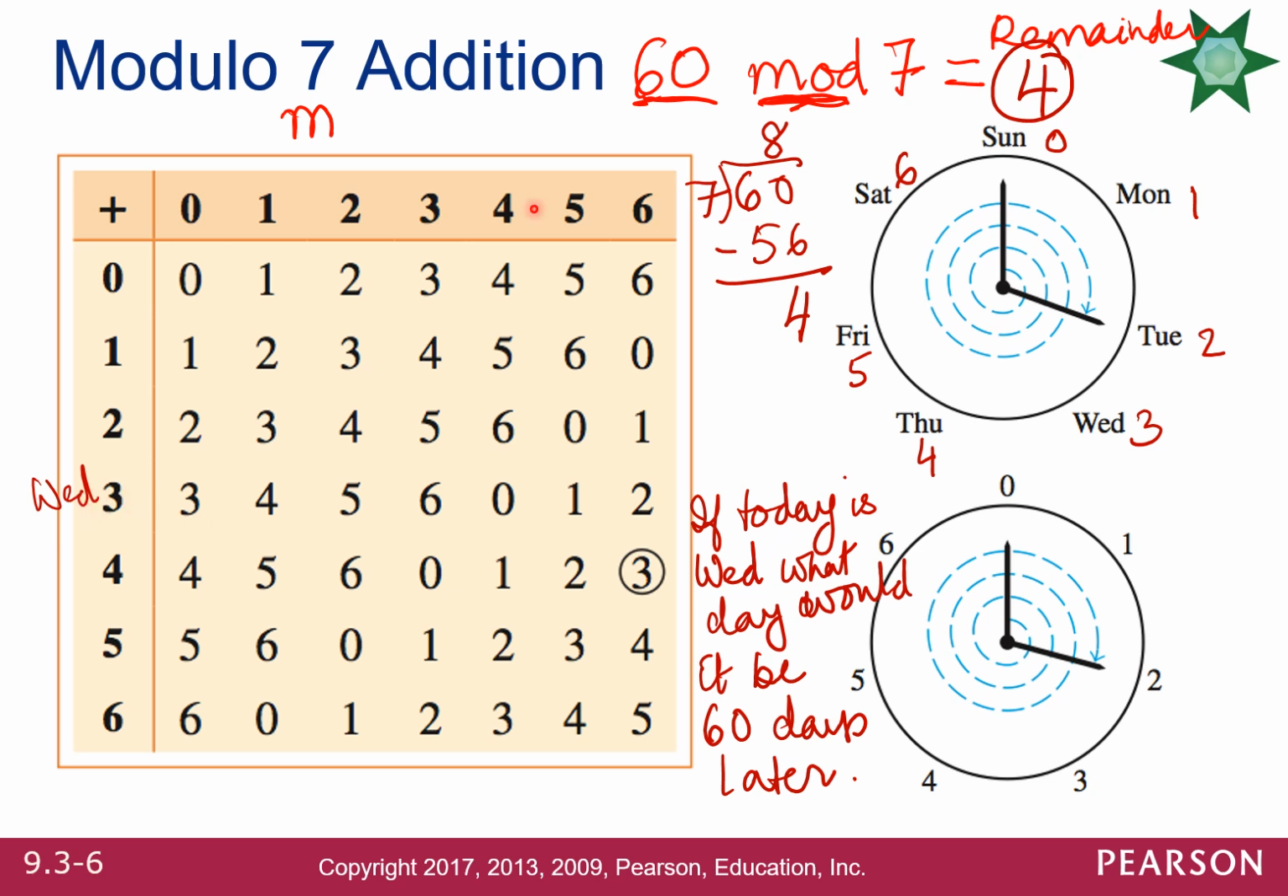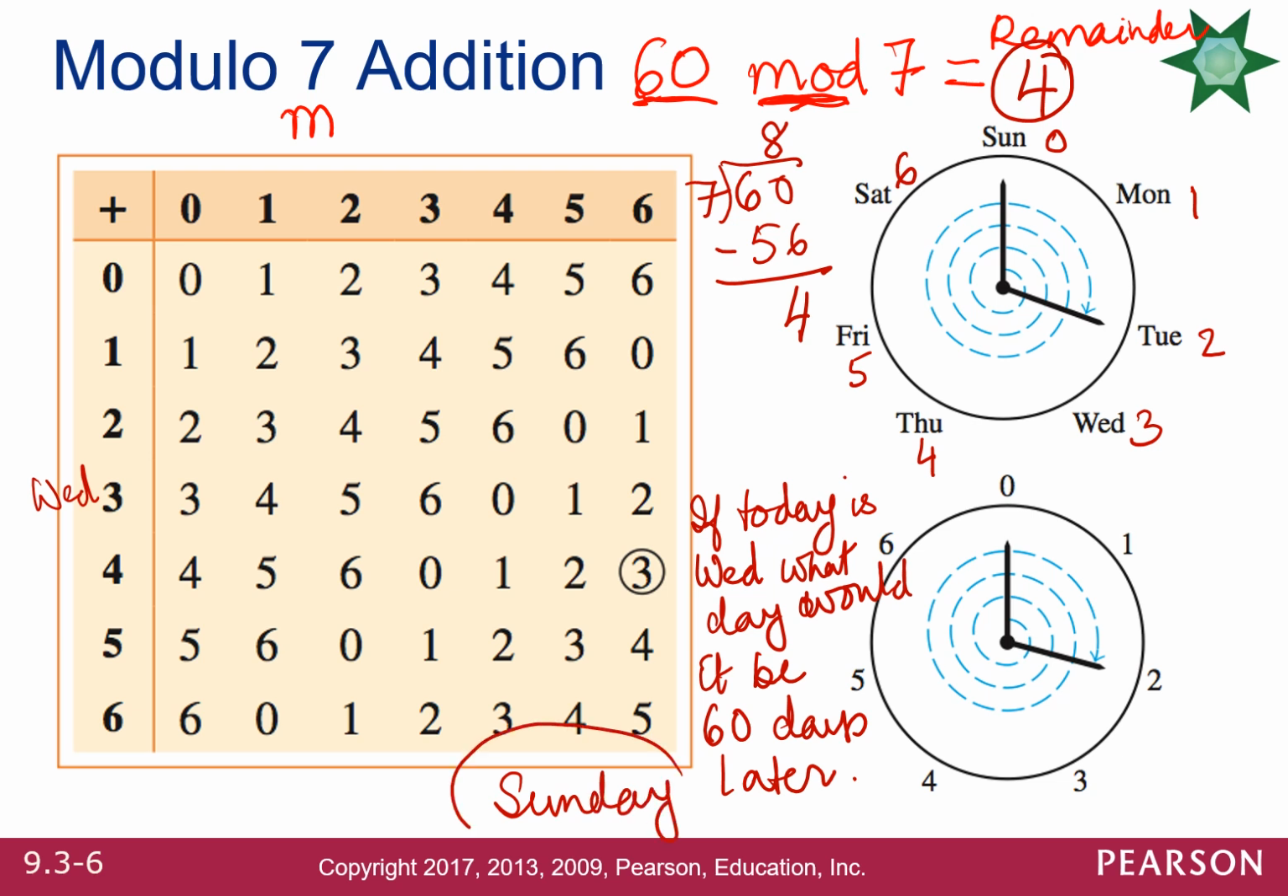So 3 plus 4 takes us to 0, right? 3 plus 4 is 0. That means what was 0 in our days of the week? 0 represented 4, right? So from day 3, which is a Wednesday, we count 4. So 1, 2, 3, 4. It's a Sunday. So our answer is, if today is a Wednesday, 60 days later, it's going to be a Sunday.